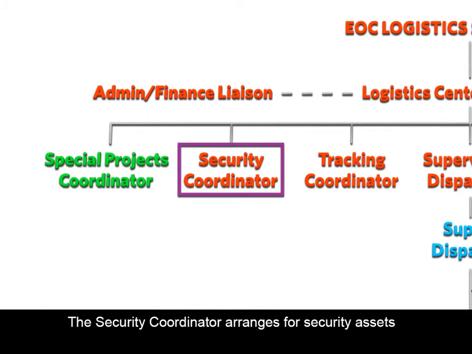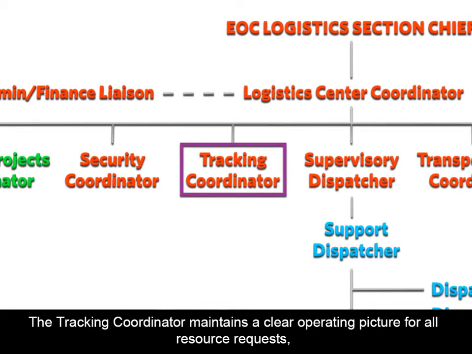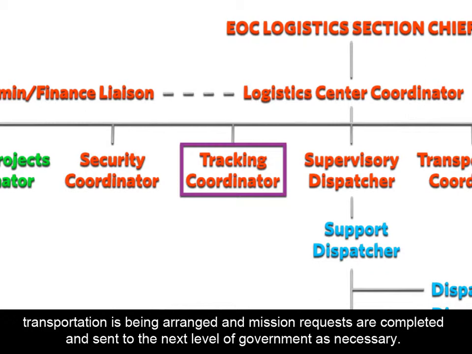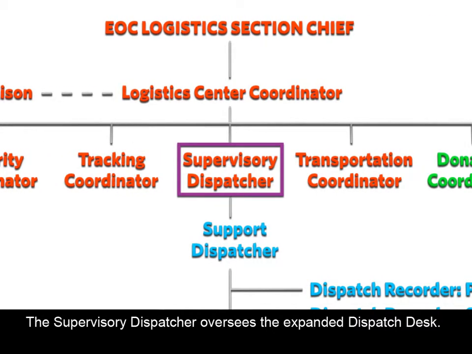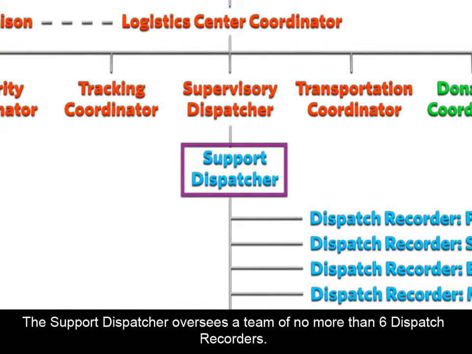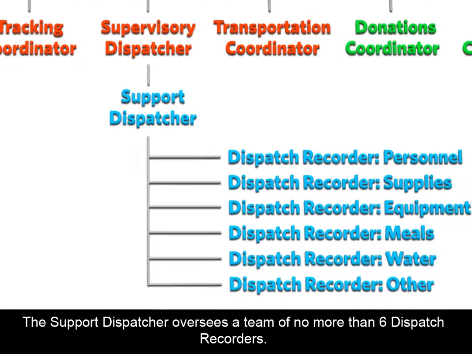The Security Coordinator arranges for security assets, secured through public safety, when and where needed. The Tracking Coordinator maintains a clear operating picture for all resource requests, ensuring all requests are being sourced as appropriate. Transportation is being arranged, and mission requests are completed and sent to the next level of government as necessary. The Supervisory Dispatcher oversees the expanded dispatch desk. The Support Dispatcher oversees a team of no more than 6 dispatch recorders.